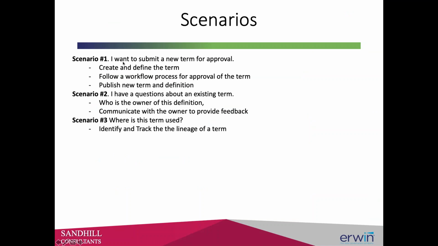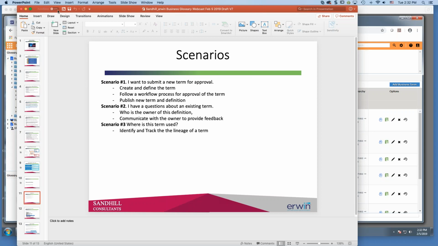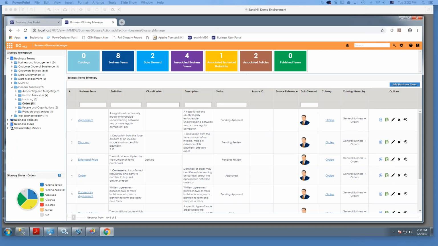So creating a new term for approval: to create the term and define the term, it's good to have a workflow process so that you can follow that all the way through to the publication of that term. Scenario 2, have questions about an existing term: who owns it, provide information or communicate with the owner, and where is a business term used? Track the lineage.